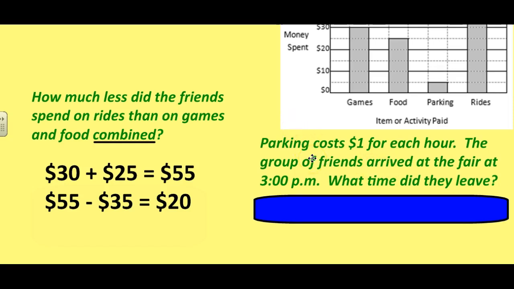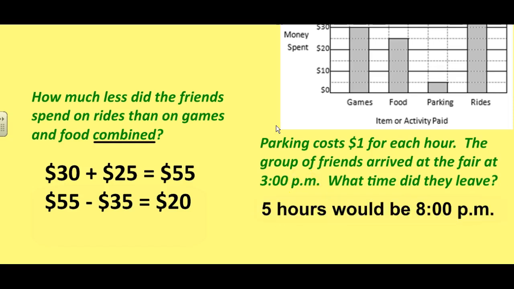Next question says, parking cost $1 for each hour. The group of friends arrived at the fair at 3 p.m. What time did they leave? So if we know that they spent $5 on parking and an hour cost $1, then that must mean that they were there for 5 hours. So if they got there at 3 p.m. and were there for 5 hours, then on your piece of paper, I want you to write what time did they leave. So they would have left at 8 p.m. because when you add 5 hours to 3 hours, that gives you 8 p.m.